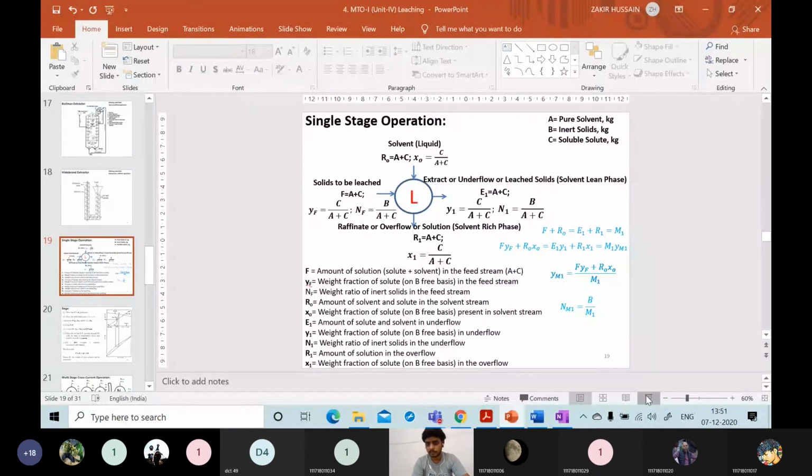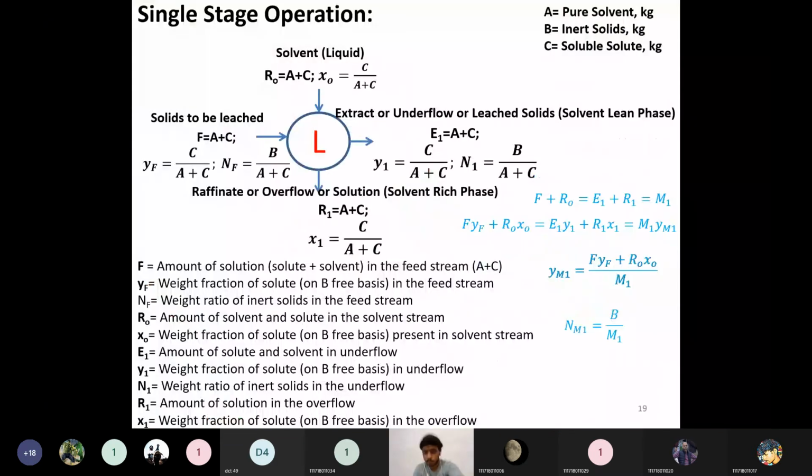The same one I have defined here. The first equation which we had derived for the overall solution is F plus R naught is equal to E1 plus R1, at some midpoint where it is just contacting, so M1. Then F Yf, this is for the solute balance, we are equating with M1 into Ym1. Then from these two equations we calculate Ym1, and by definition we take Nm1, the accountability for the inerts, as B by M1. So this M1 is also equal to these two from that equation.